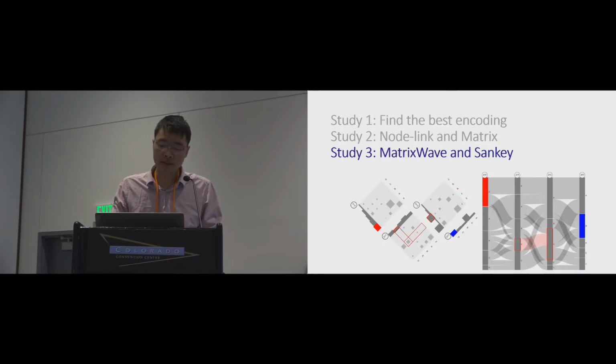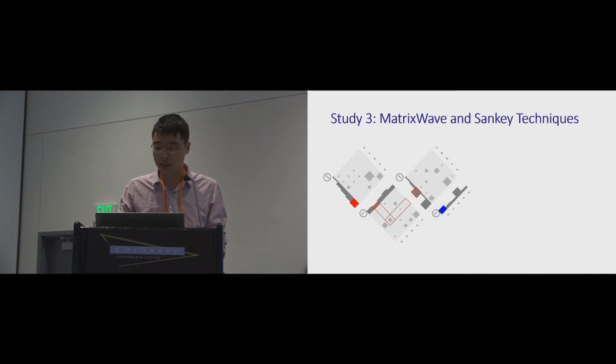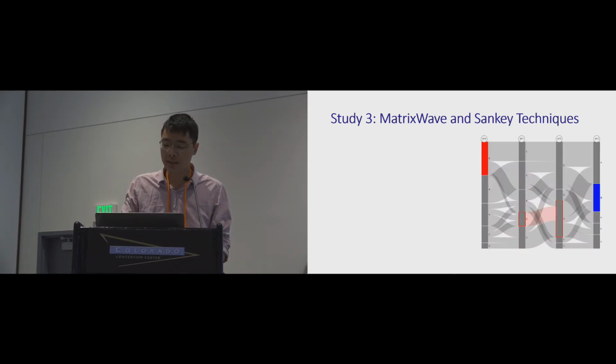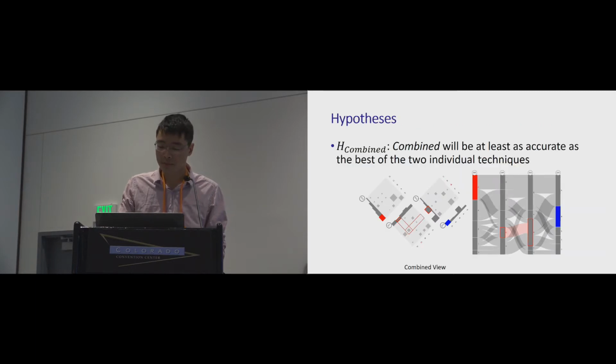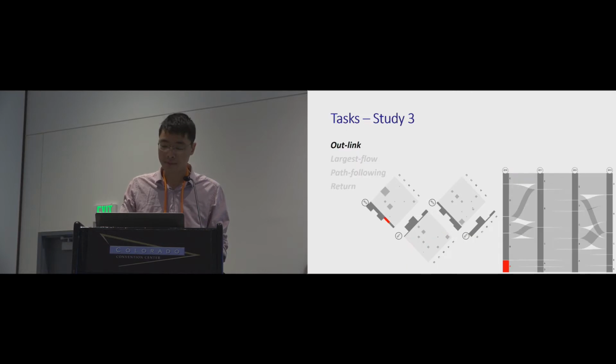So after we did a study on the weighted network, in the third study we evaluated the complementary views on MatrixWave and Sankey, which is event sequence data. Again, we have 3 techniques: MatrixWave itself, Sankey itself, and their combined view. We have the same hypothesis that combined views will be at least as accurate as the best of the 2 individual techniques.